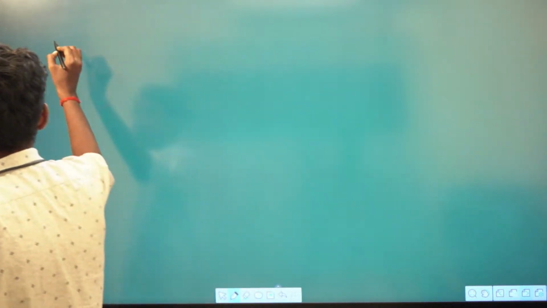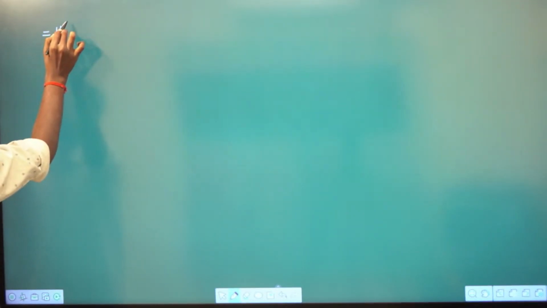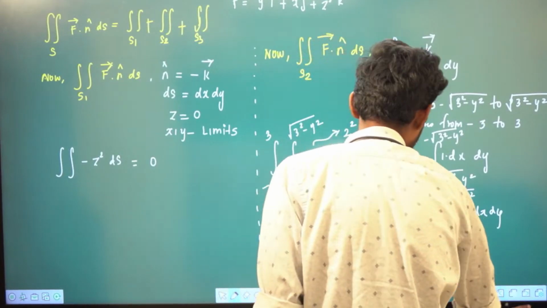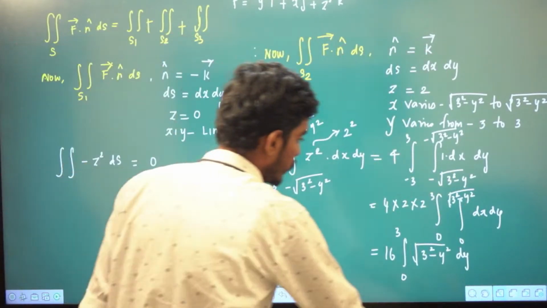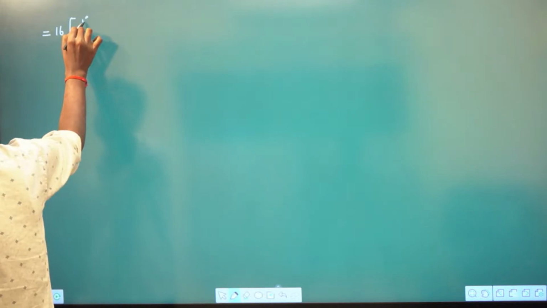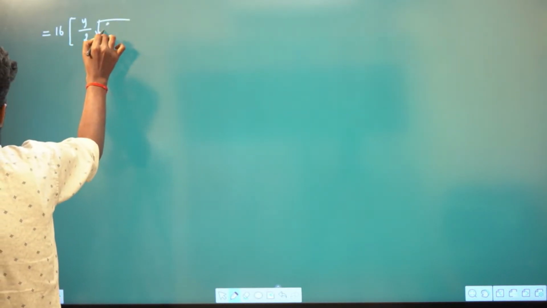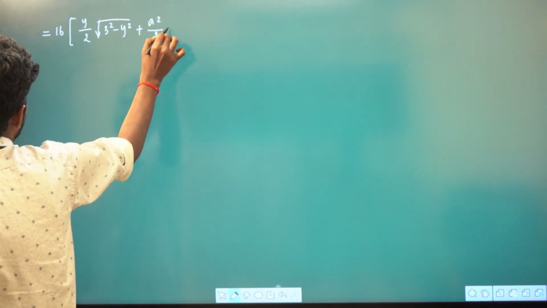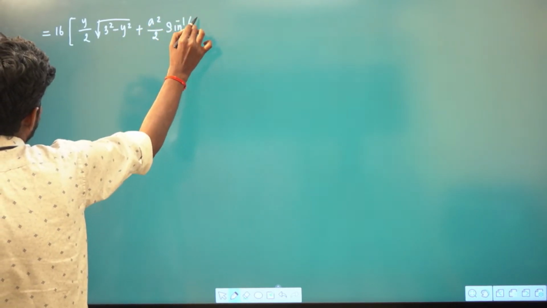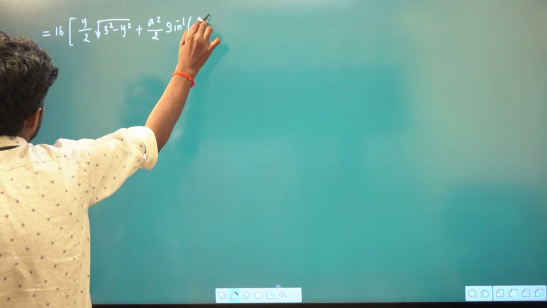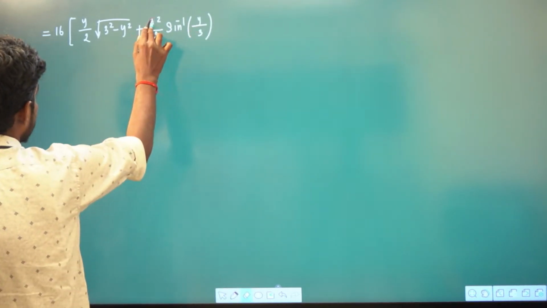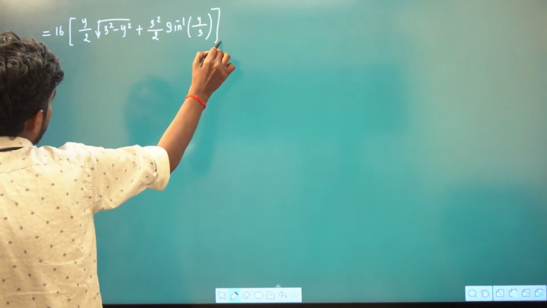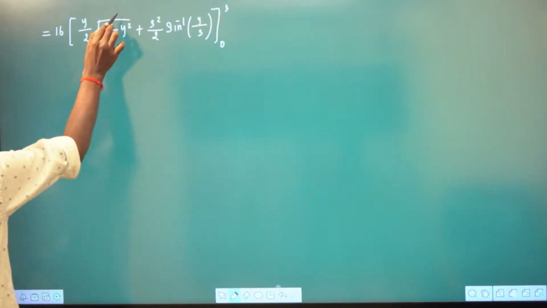This will be 16 times y by 2 root of 3 square minus y square plus a square by 2 sin inverse x by a, from 0 to 3. So when you put 0, this will be 0.